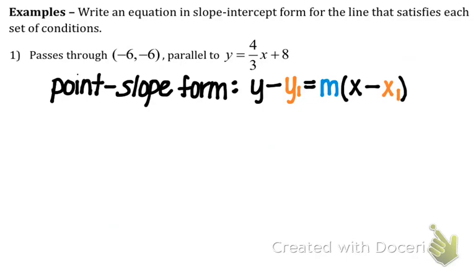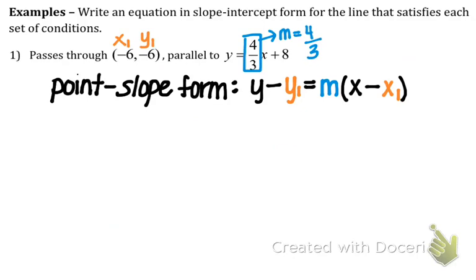So that means that we need two things in order to be able to use point-slope form. We need a coordinate pair, which is an ordered pair (x1, y1), which is represented by our (-6, -6). We also need an m. So remember that if our new equation is going to be parallel, then that means our slope is going to be exactly the same as the original. So our parallel slope will be 4/3 as well.